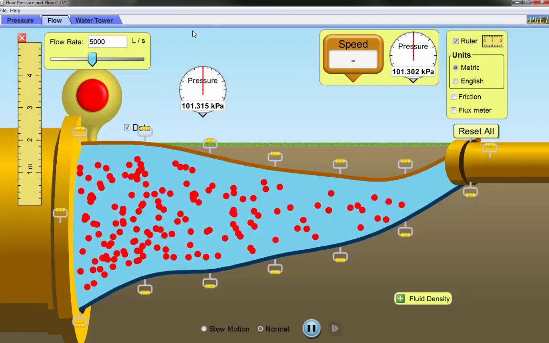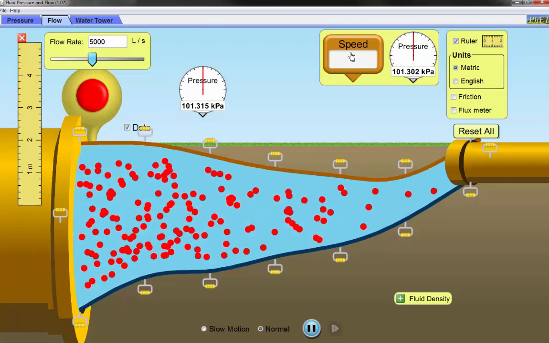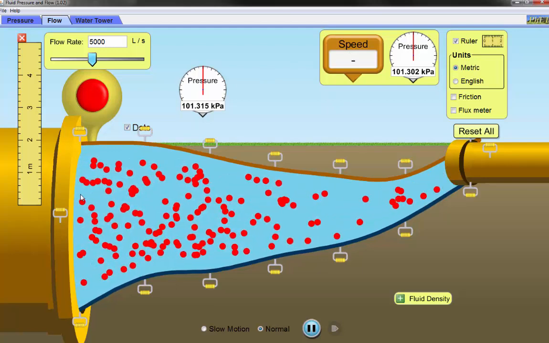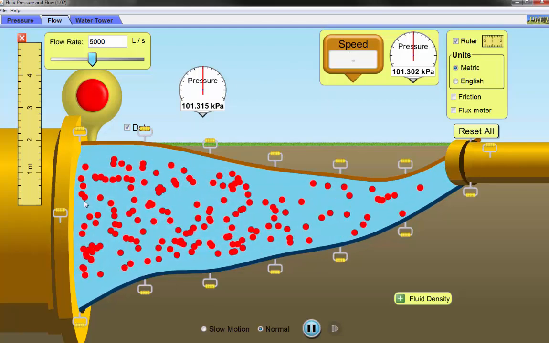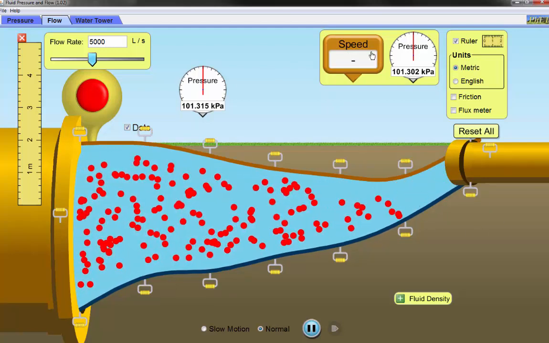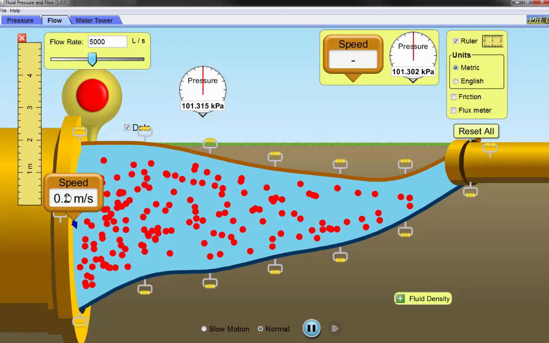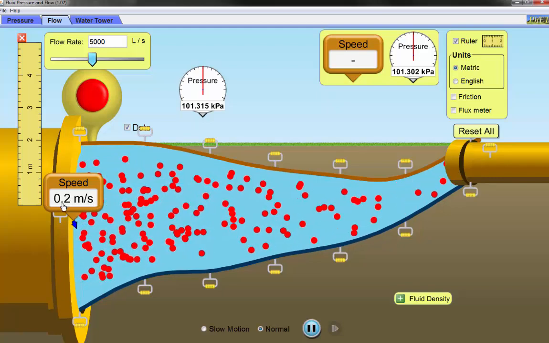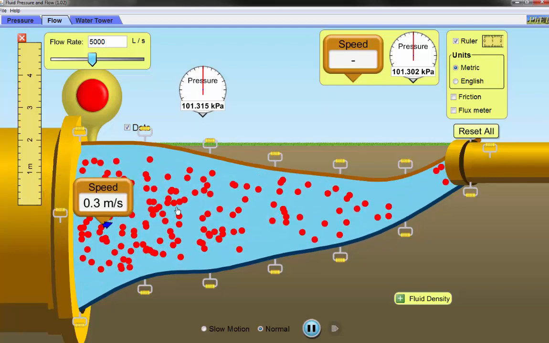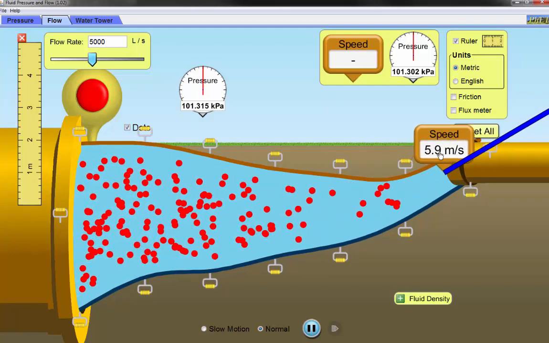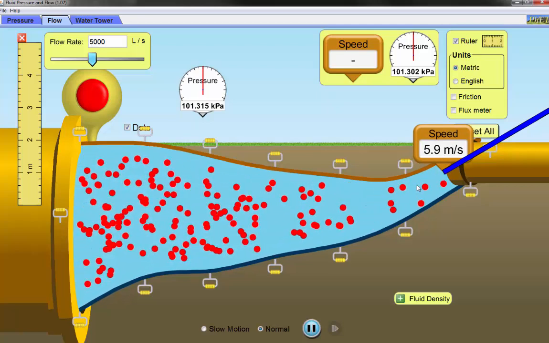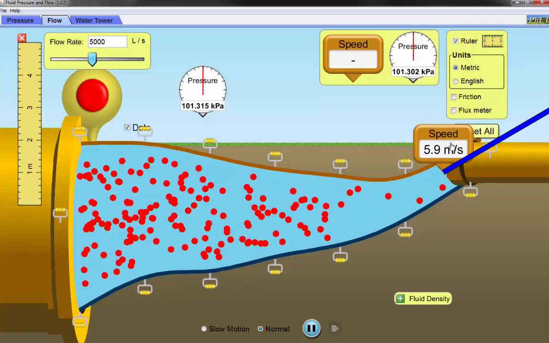So now let's go ahead and measure the speed. First of all, you can look here and see that this part appears to be moving slower than this part, so we expect the speed to change. And in fact, if I put it just barely in, 0.2 meters per second here, and if I put it over here, it's almost 6 meters per second.